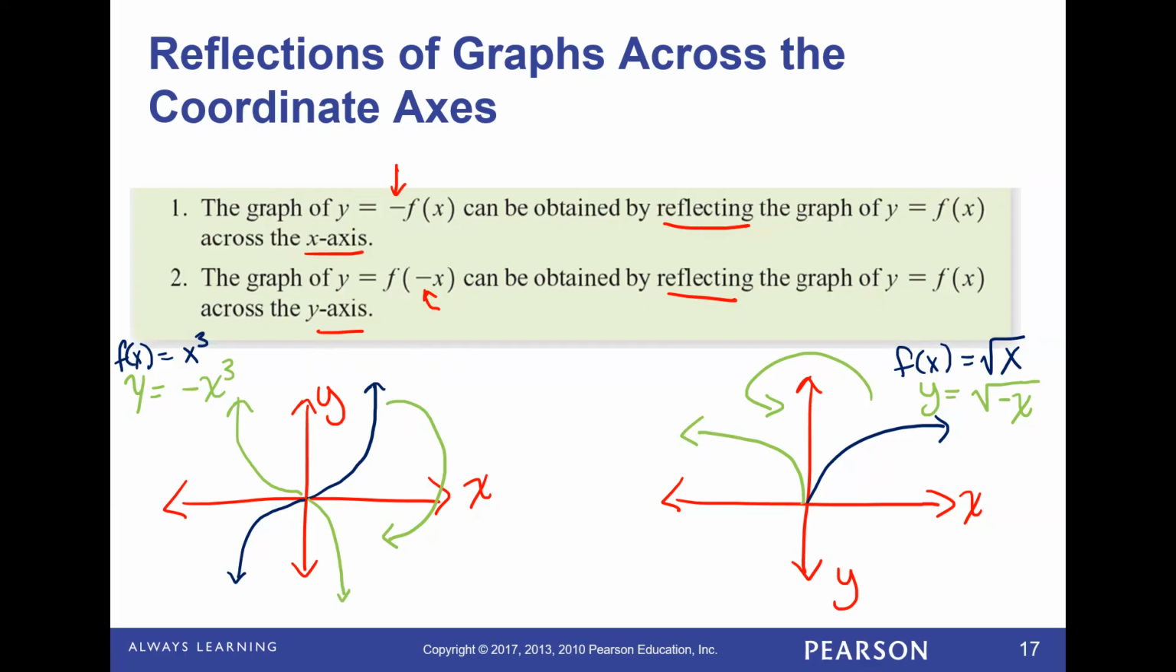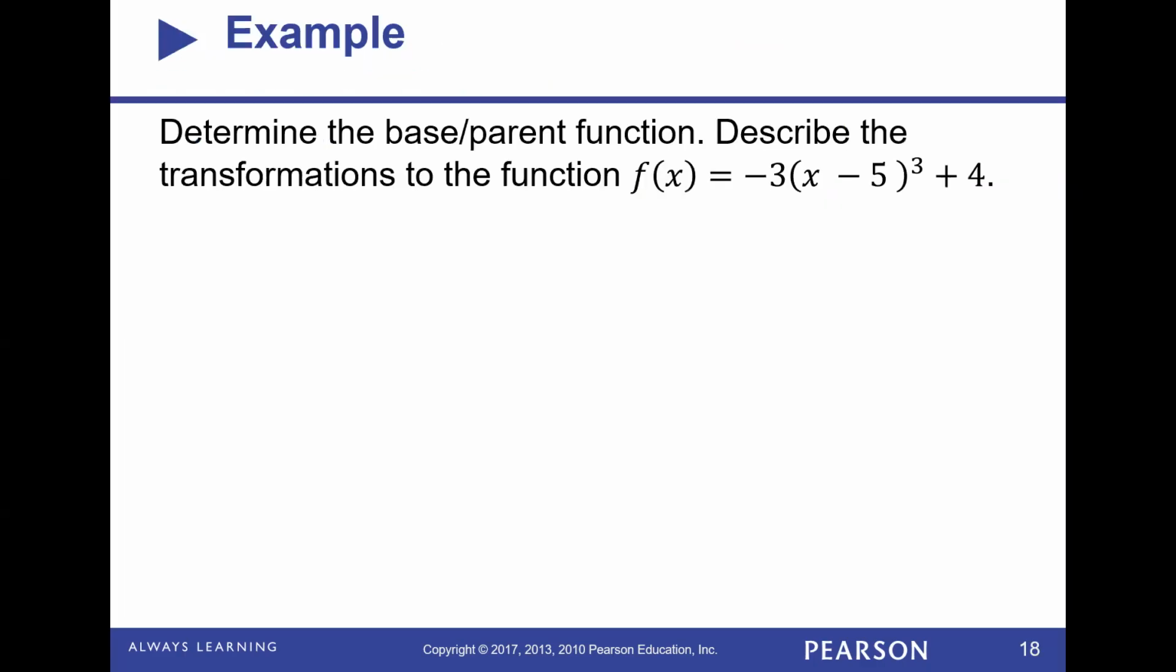Whereas if the negative is on the outside, it's a vertical flipping, upside down. If it is inside the grouping symbol, it's a horizontal flipping, meaning a left and right flip. That's what you want to pay attention to: are we inside or are we outside? If we're inside, we are doing everything horizontally, and if we're outside, we're doing everything vertically.